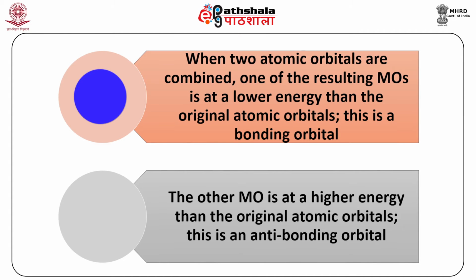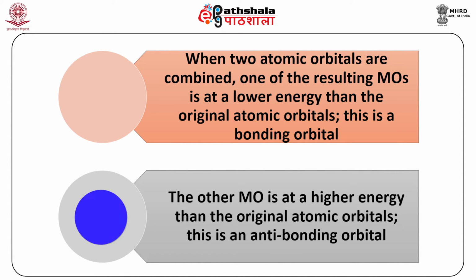When two atomic orbitals are combined, one of the resulting molecular orbitals is at a lower energy than the original atomic orbitals. This is called a bonding orbital. The other molecular orbital is at a slightly higher energy level than the original atomic orbitals. This is called an antibonding molecular orbital.